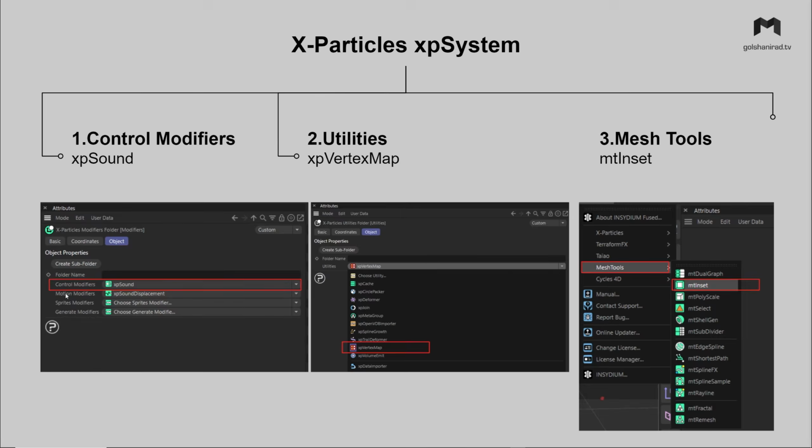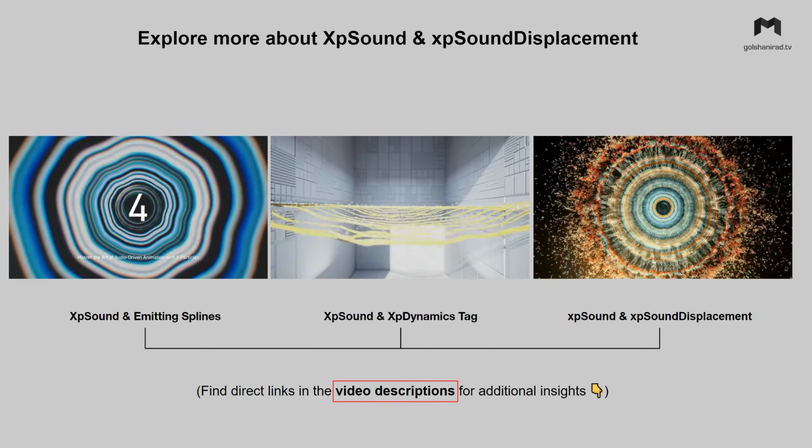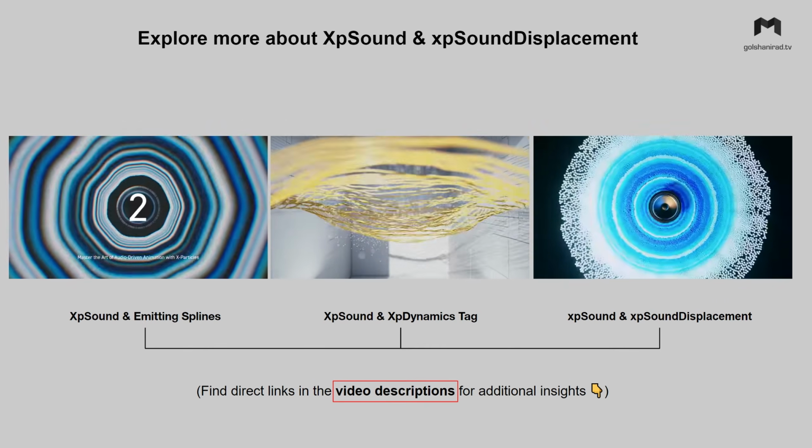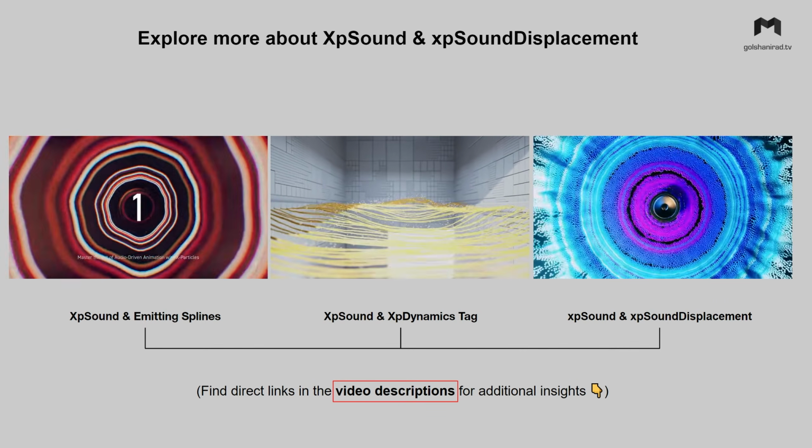In control modifiers you can find xpSound, and in XParticles utilities you can find xpVertex map, and in MeshTools you can find mtlnset. Want to learn more about xpSound? Find direct links in the video description for additional insight.